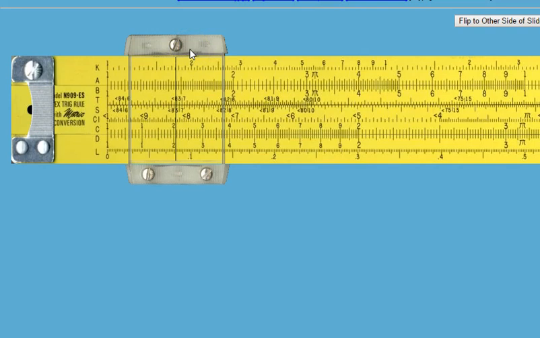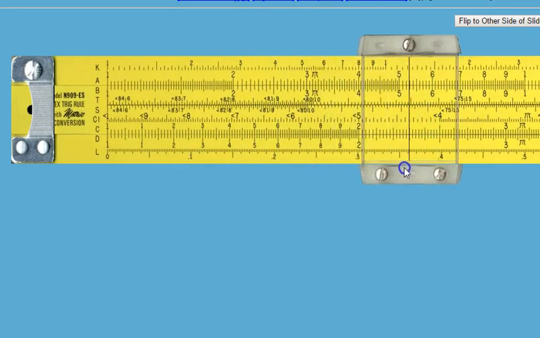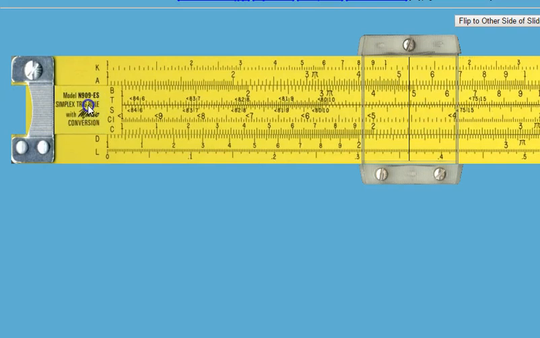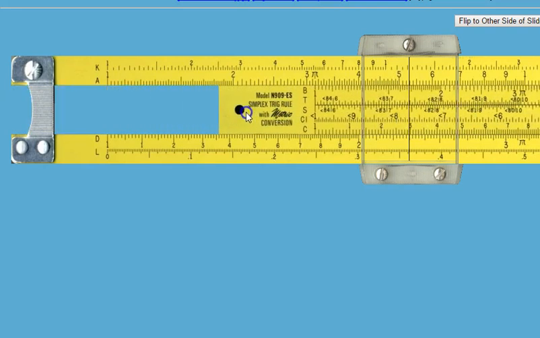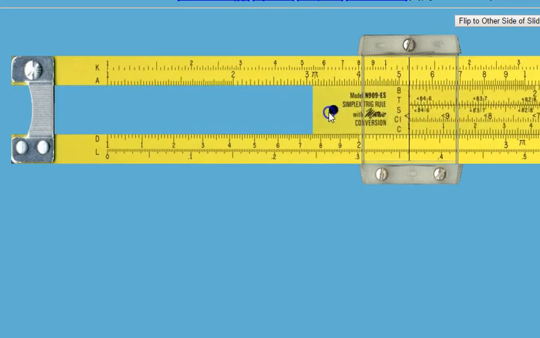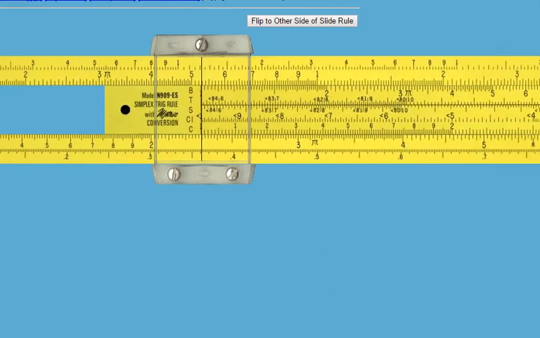So if I wanted to multiply 2.3 times 3.4, first of all, I would move the cursor on the D scale to the number 2.3. Okay, so there's 2.3. And then I would slide the middle thing here so that the leftmost 1 is on the cursor, which is that vertical line. Okay, now I'm going to have to move the slide rule over so you can see over here.